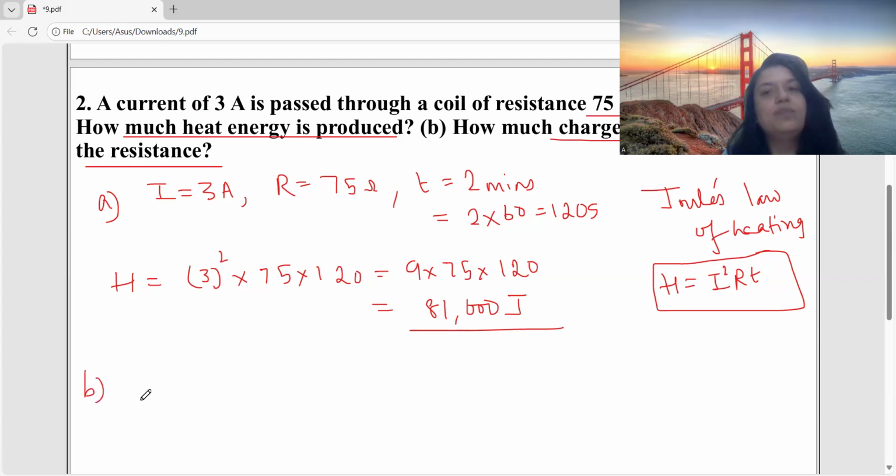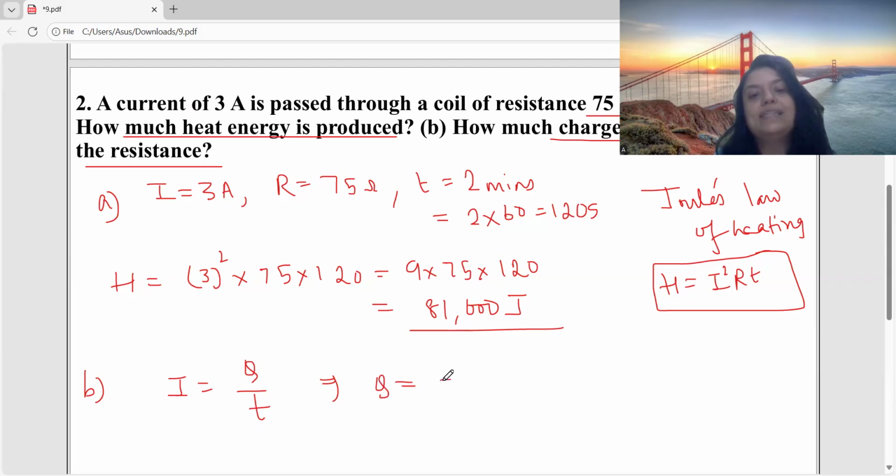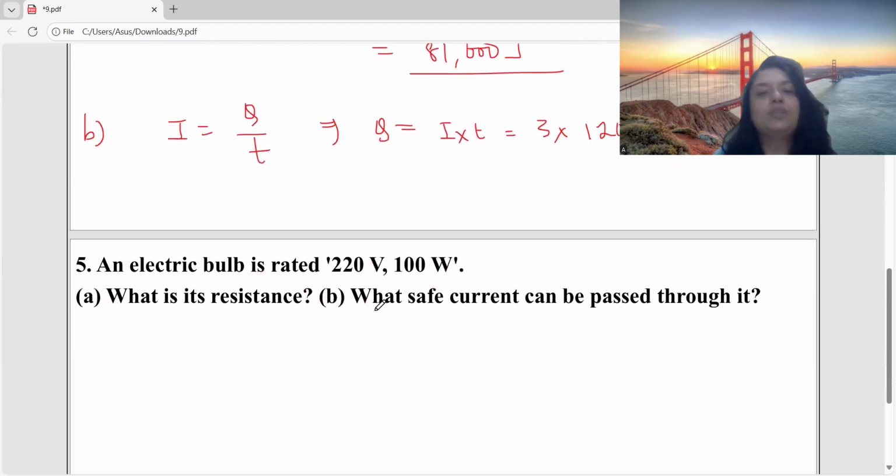And in the B part, we have how much charge. We know I is equal to Q upon T, where I is my current, Q is the charge and T is the time. So Q is equal to I into T. I is the current, that is 3 ampere, and time is 120. So that's 360 coulomb, because coulomb is the SI unit for charge. Okay, let's go to the next question.